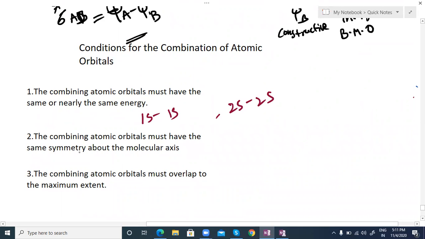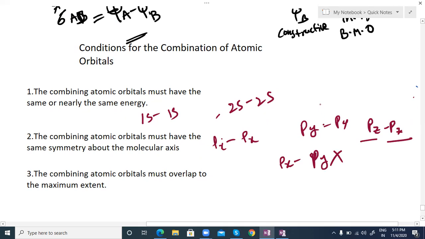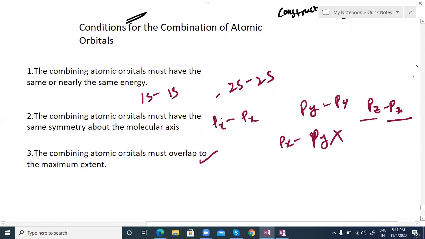And symmetry is next. The combining atomic orbitals must have the same symmetry about the molecular axis. So we can assume px can participate in combining, they can form molecular orbitals, and pz like that. So you have to take the same symmetry. You should not take px and py overlapping. This is not acceptable. The combining atomic orbitals must overlap to the maximum extent. So the greater the overlapping, the stronger the bond. That's the basic point.